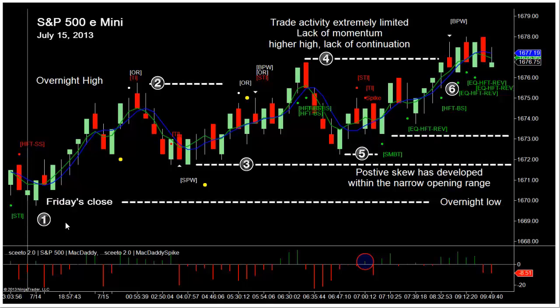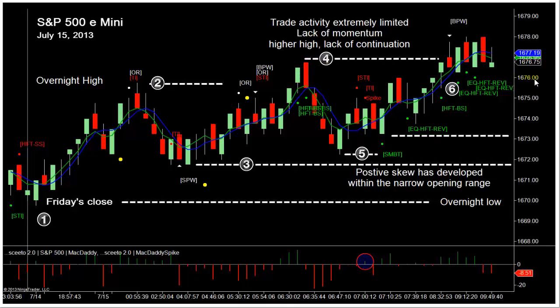The overnight session has proven to be a very good time to be an active trader. In the context of Friday's close, this move from the low at 1670 to the high at 1676 all occurred during Sunday's overnight session. Similarly, the pullback off of the high occurred during the overnight session. At the open of today's session, the S&P had auctioned back up at or near the overnight high.